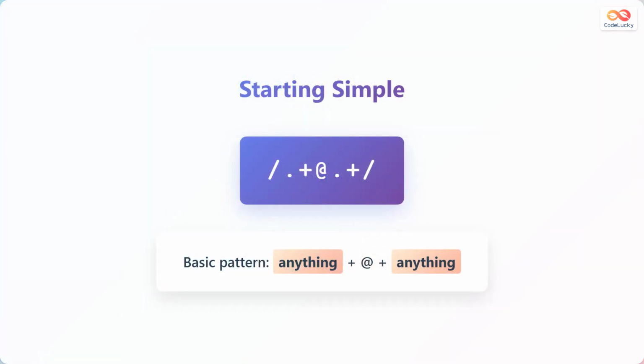To begin, let's create a simple regular expression pattern that checks for anything, then an @ symbol, then anything again. The regex code is /.+@.+/. Here, the dot represents any character, and the plus means one or more occurrences of that character. This pattern essentially looks for any characters before and after the @ symbol. It is a very basic pattern and can match many invalid email formats, but it's a good starting point.